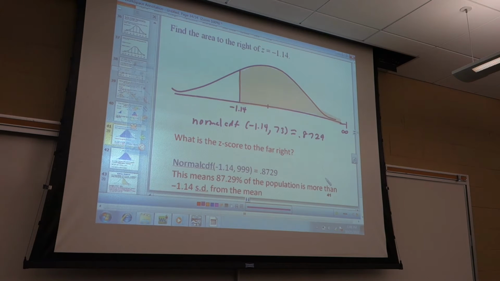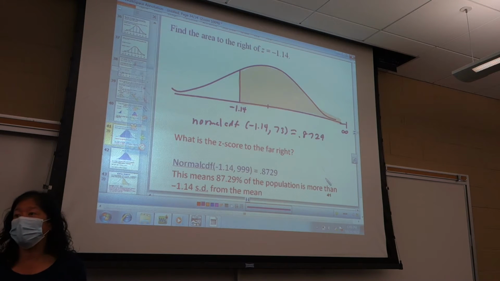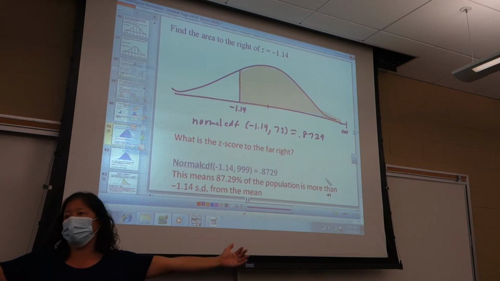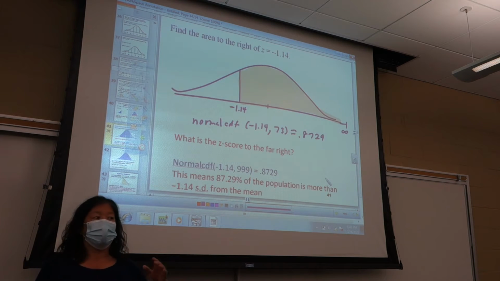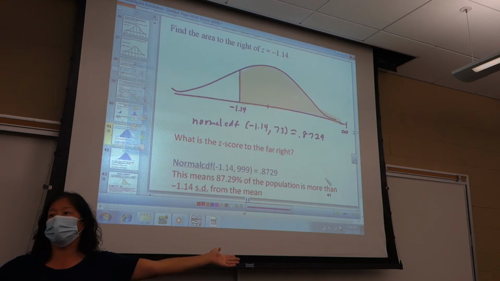Yeah? Why can we plug in any large number? Why does it not affect the answer? Because if you go out 3 standard deviations, that's 99.7% of the population. If I go out 4 standard deviations, that's almost 100% already. If I go 5 or 6 standard deviations, that's basically 100% of the population. You're not going to find anything more than 6 or 7 standard deviations above or below the mean. By the time you get to 6 or 7 standard deviations away from the mean, there's really nothing left. There's almost 0%.